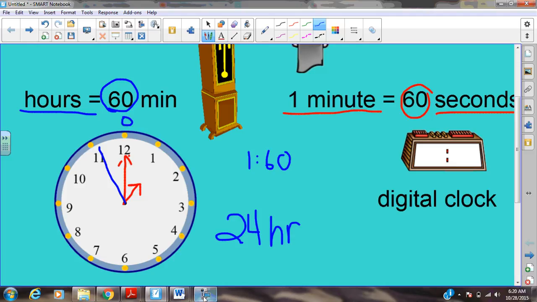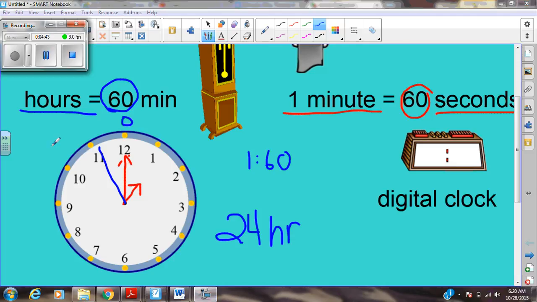And so that's all I want to tell you about time today. We are going to talk about seconds on our homework today. Remember, the shorter the time is, the faster something is in seconds.